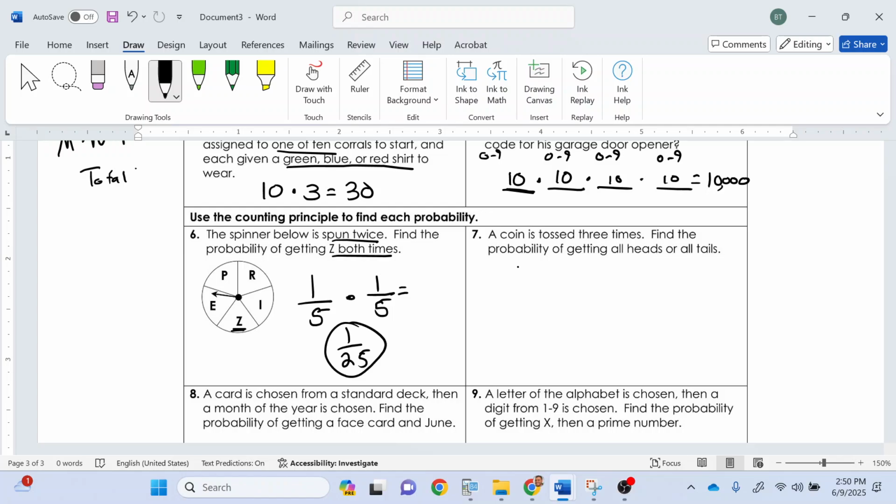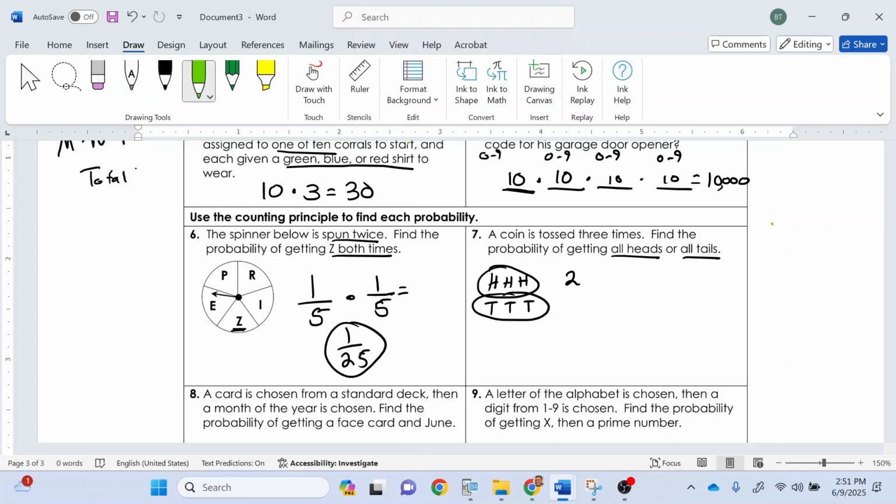What's the probability of getting all heads or all tails? So in this case, I could get heads, heads, heads, or I could get tails, tails, tails. So how many options are that? Two. There are two winning options, heads, heads, heads, or tails, tails, tails.